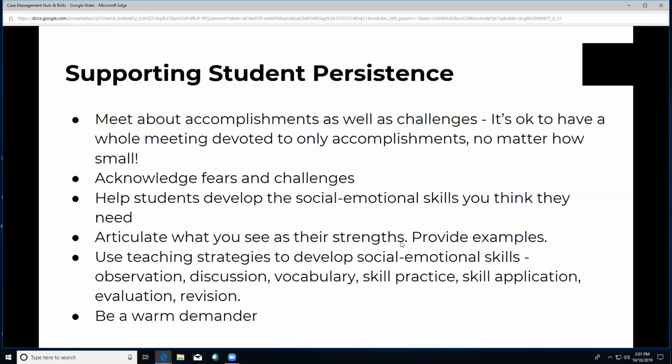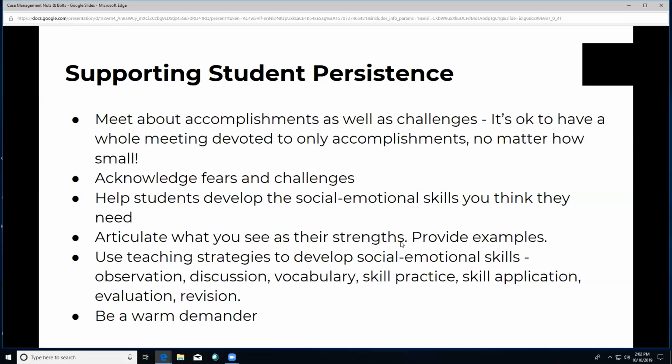The last point here is this term that I read about several years ago about being a warm demander. A warm demander is someone who a student can tell, a student feels good around this person because this person is being really encouraging and is not being critical in a nasty way, but at the same time is holding the student to high expectations. So when you're a warm demander, a student can tell that you care about them, even though you have really high expectations of them.